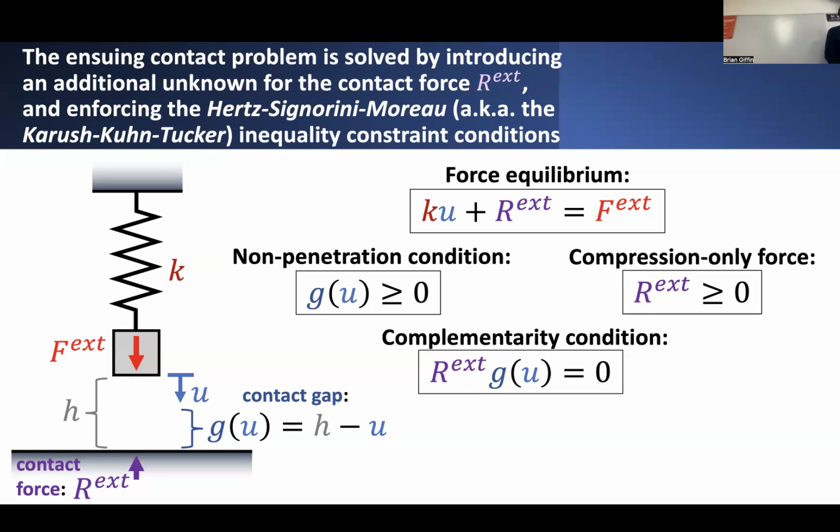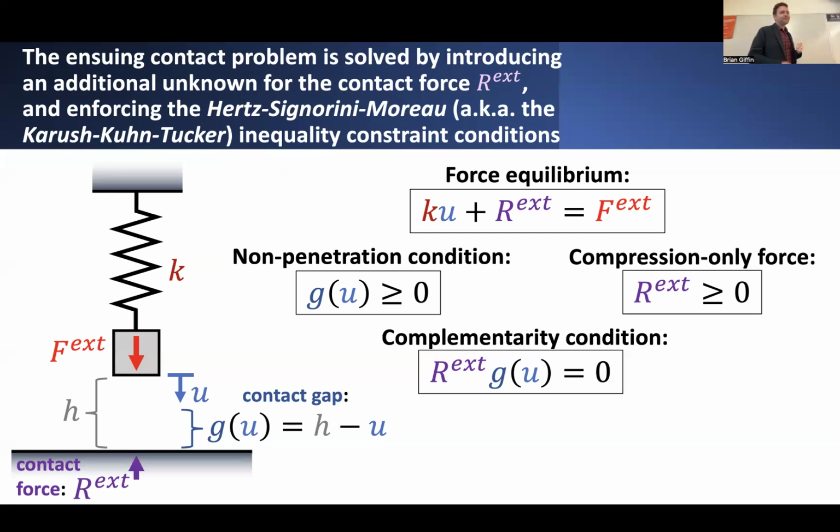So it can only be a compressive force, it can't be tensile, or it has to be 0 when the gap is open. And we can describe, again, that constraint on this contact force through this inequality constraint. It has to be a compressive only force. It can be greater than 0, or it can be equal to 0, but it can't be negative.